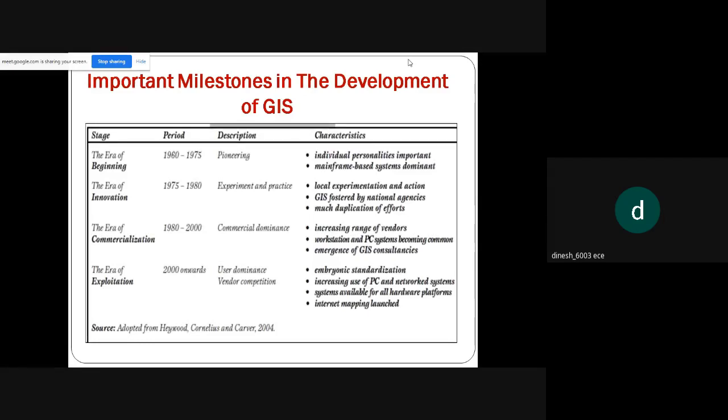Then from 1980 to 2000, the era of commercialization took place, with an increasing range of vendors, workstations and PCs becoming common, and the emergence of GIS consultancies. Then from 2000 onwards, the era of exploitation, where it is used for user dominance and vendor competition. This data is taken from Heywood, which was published in 2004.